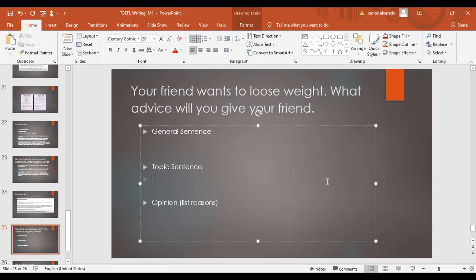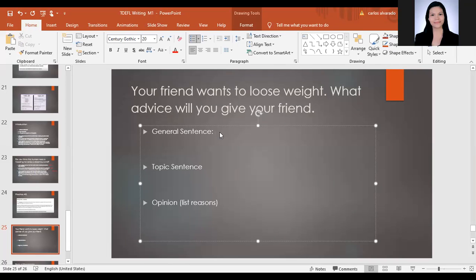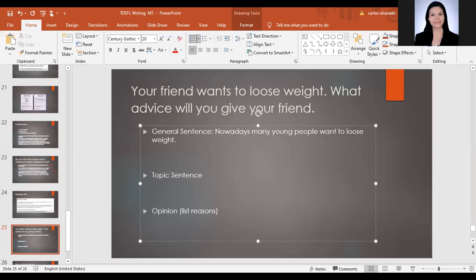All right. So, general sentence. What do you have? Let's say, for example, David, what do you have for your general statement? Right? So, tiene que ser algo como neutral, right? For example, puede ser algo así como, nowadays, many young people want to lose weight. Right? ¿Por qué decir algo así? Algo que sea general para introducir, right?